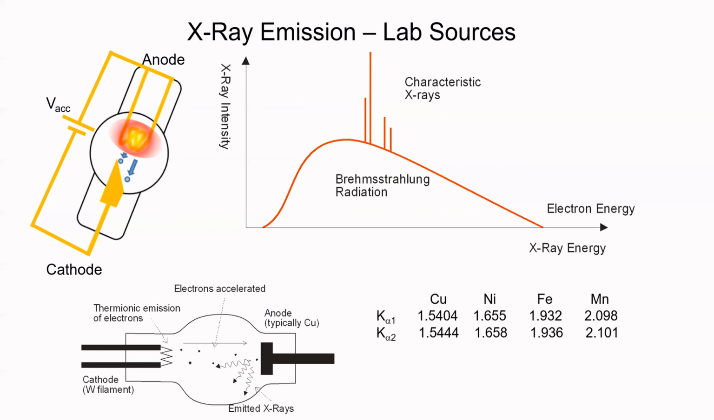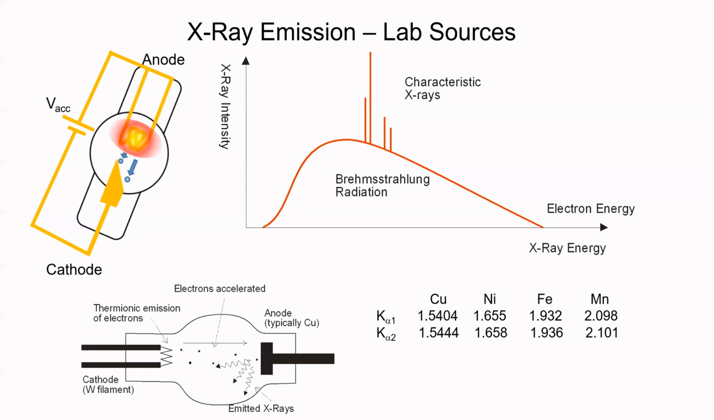But if you choose the right target material, you can get a range of different X-ray energies. As I say, the copper is the most commonly used one, and mainly using the K-alpha radiations, which are just over 1.5 angstrom wavelengths. But you can also use nickel and iron and manganese.